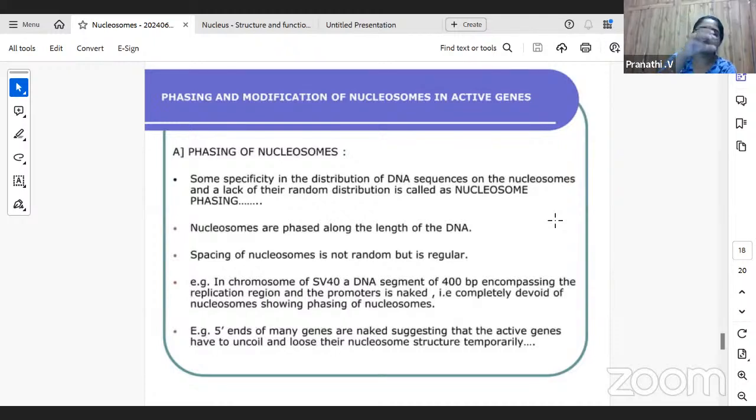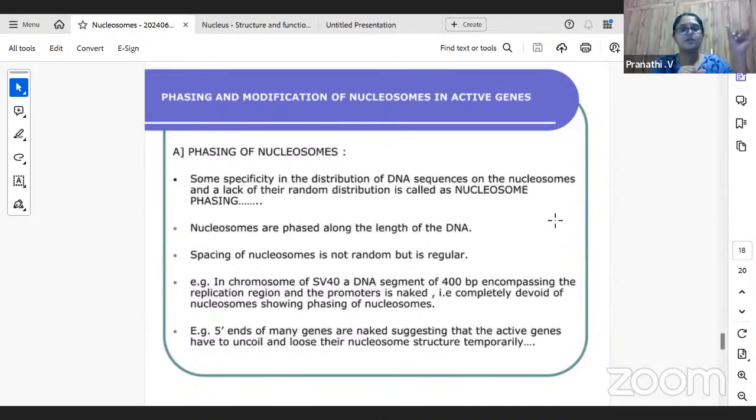So nucleosomes are present along the length of the DNA, and it is not random, but it is in a regular manner. So if you take a stretch of base pairs, which is going to be present in the replication region.